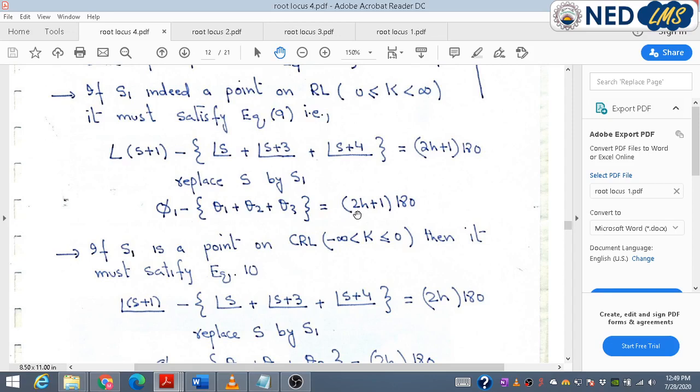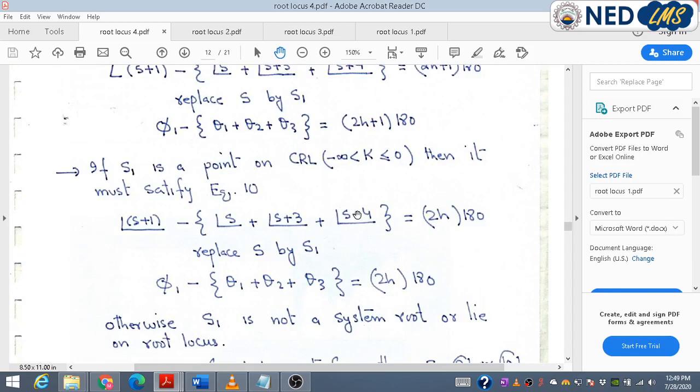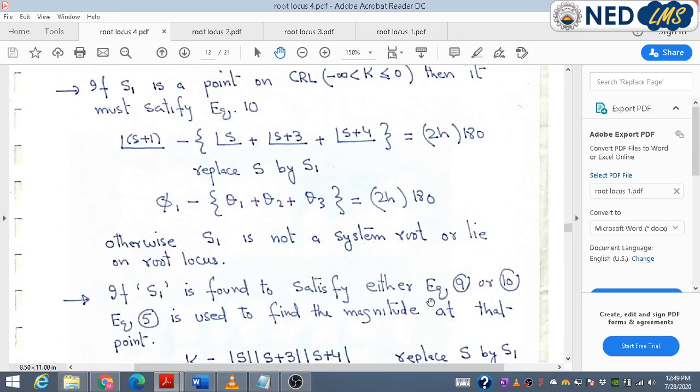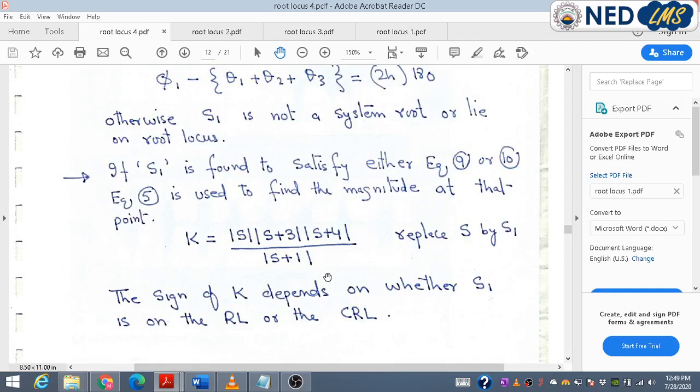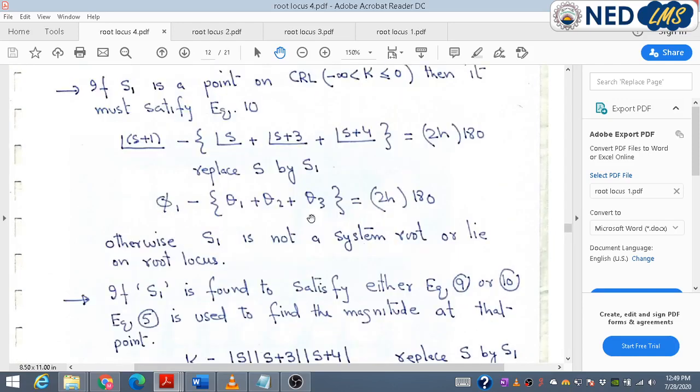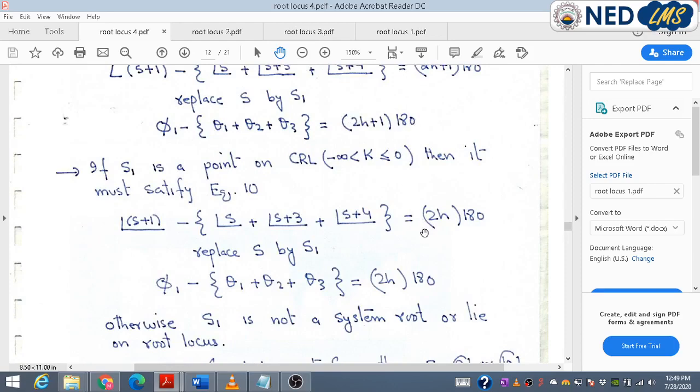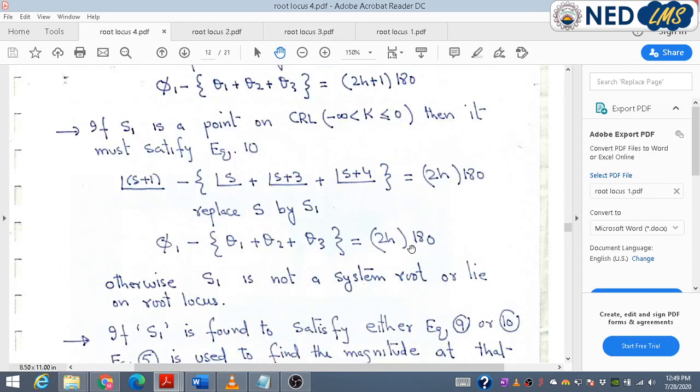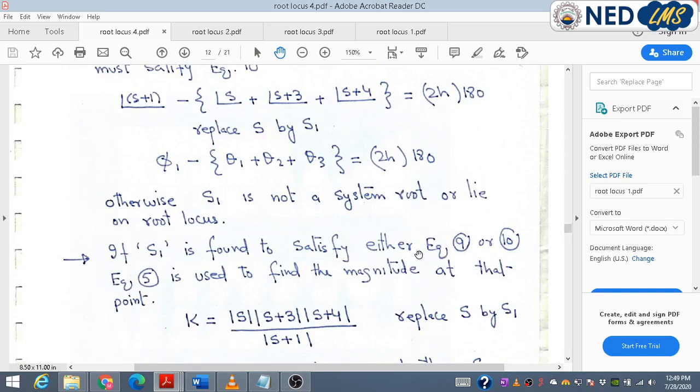If this condition fails, then we have to apply the second condition to check whether this point lies on CRL. If it comes out to be 0 degrees or 180 degrees, it means the particular search point lies on CRL. Otherwise S1 is not a system root and does not lie on the root locus. If any one condition is verified, either an odd multiple of 180 degrees, this one, or an even multiple of 180 degrees, this one, this means this point lies on the root locus, it is a system root.